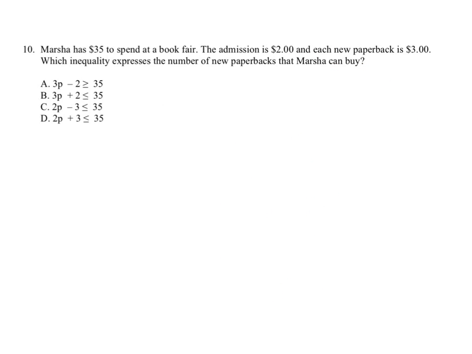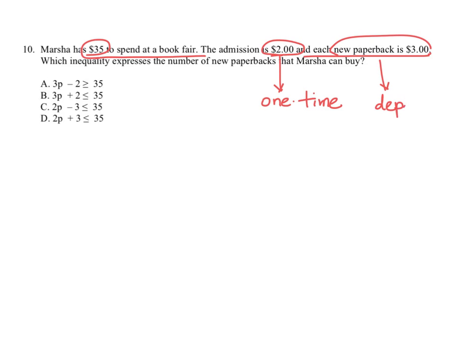Number 10. Marcia has $35 to spend at a book fair. The admission is $2 and each new paperback is $3. Which inequality expresses the number of new paperbacks that Marcia can buy? The $2 are the one-time admission fee, and the paperback price will depend on how many paperbacks Marcia will purchase. So the varying amount is 3. The fixed amount is 2.